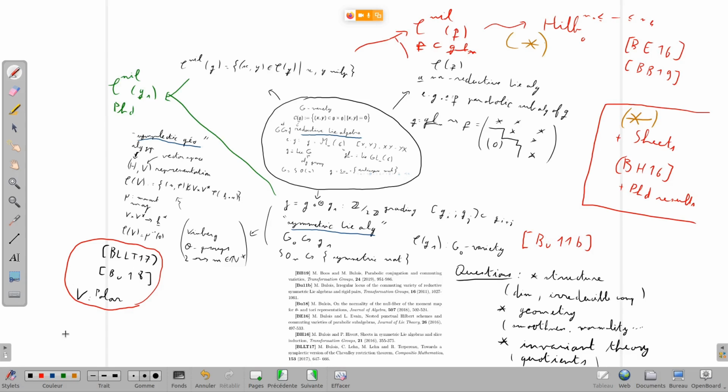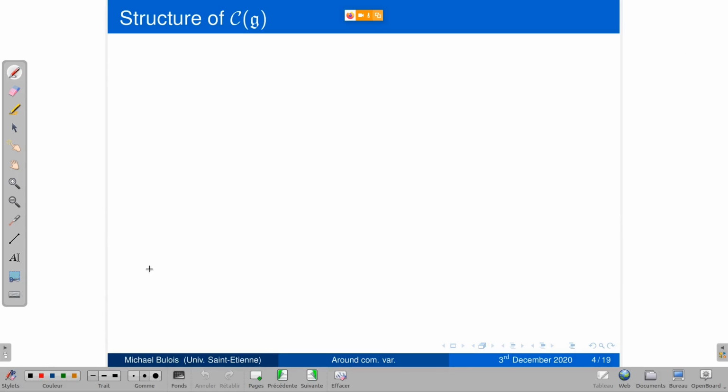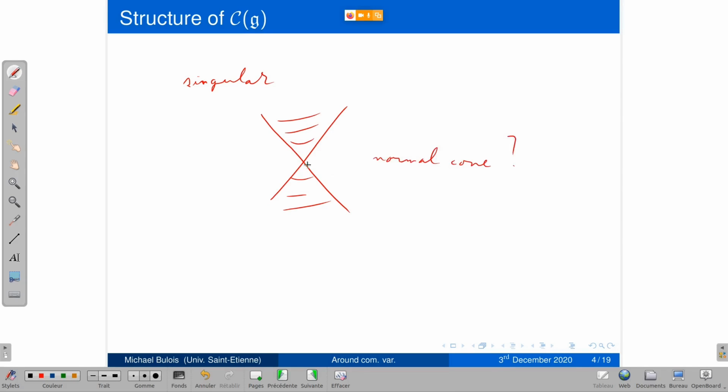There are many things here. But we have not discussed yet about really this variety. What does it look like? What can we say about this variety? And it's quite an involved variety. It's not really easy to have a full understanding of this variety. It's a singular variety, but we don't really know what the singularity looks like. Is that like a normal cone? We don't know really the types of the singularity here.